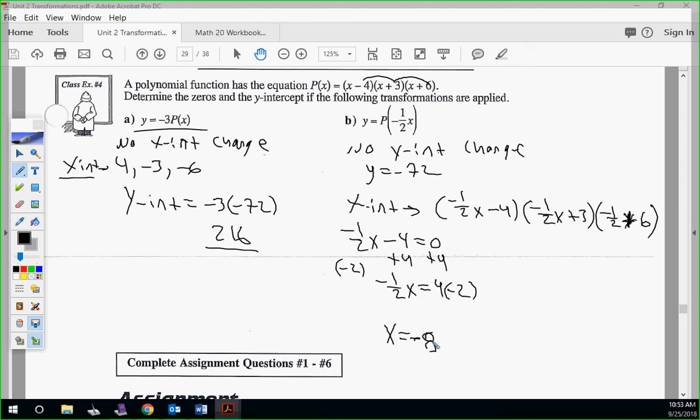And you don't have to do that really, because I just kind of proved how they do it mathematically. But negative 8, it used to be what? 4. What'd they do to it? Multiplied by negative 2, right? Because that's where our horizontal stretch is. That's all we have to do. What's negative 3 times negative 2? 6. And then negative 6 times negative 2, 12. And so those are your new zeros. Okay? All right, so that's it for this one.